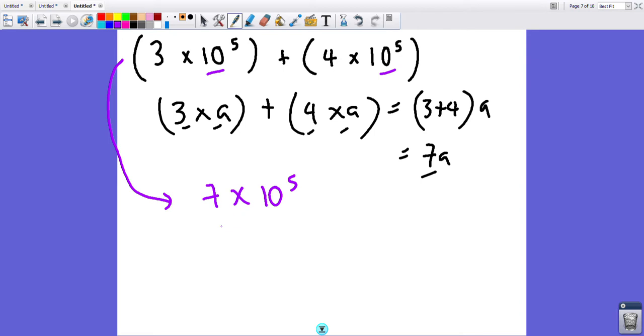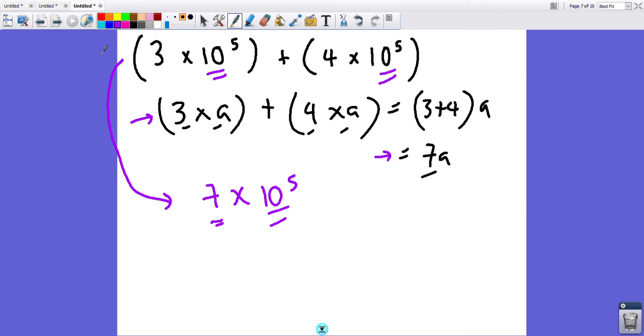So this is the easy example because we just have the same thing in terms of the powers on the 10. Therefore we can do 3 plus 4 and we get 7 lots of 10 to the 5. Common mistake here would be to add together 5 and 5 to write 10 to the 10. Don't do that, just keep it as 10 to the 5 for the same reason as we kept it as a in this example rather than doing a plus a.